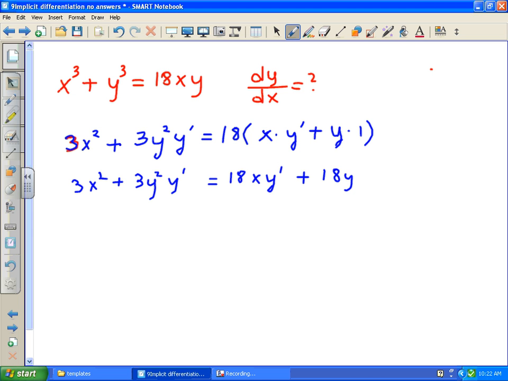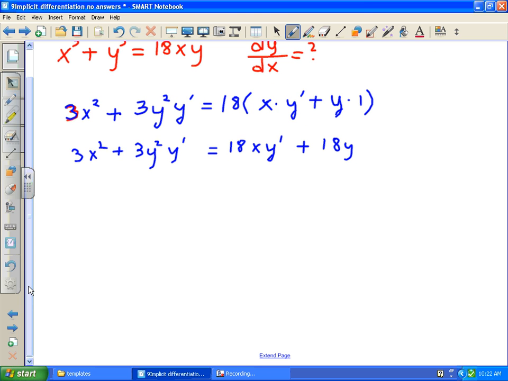Okay. Let's say I will collect my y prime expressions on the left-hand side. It really shouldn't make any difference either way you go. I'm going to collect them on the left-hand side. So I will keep 3y squared y prime there. Then I will subtract 18xy prime to send it over on this side. And on the right-hand side, what else should I have? Minus 3x squared. So everything with a y prime was sent to the left. Everything without a y prime was sent to the right.